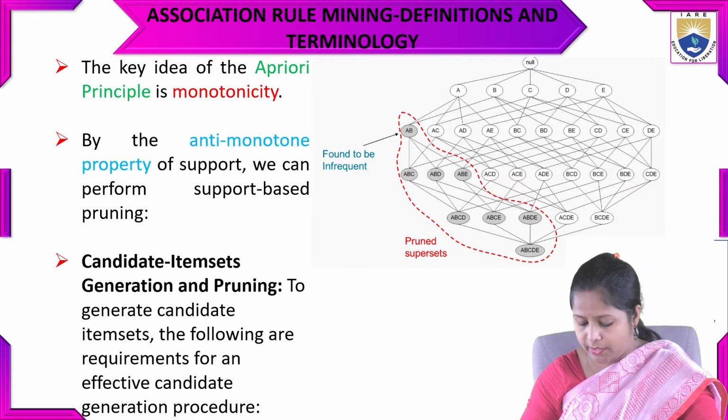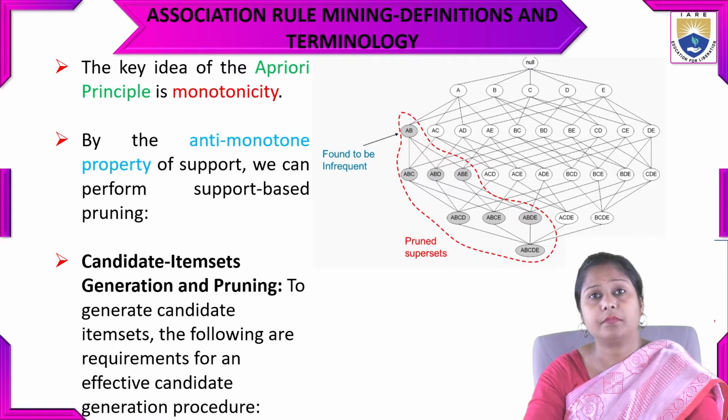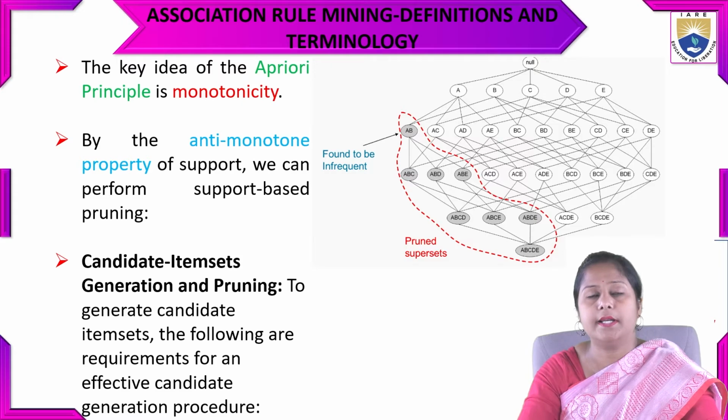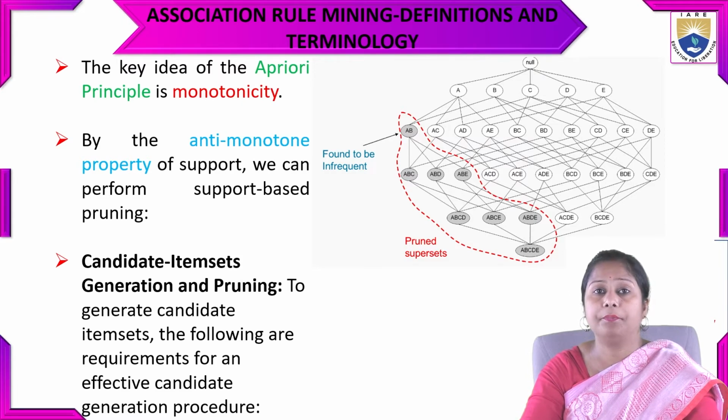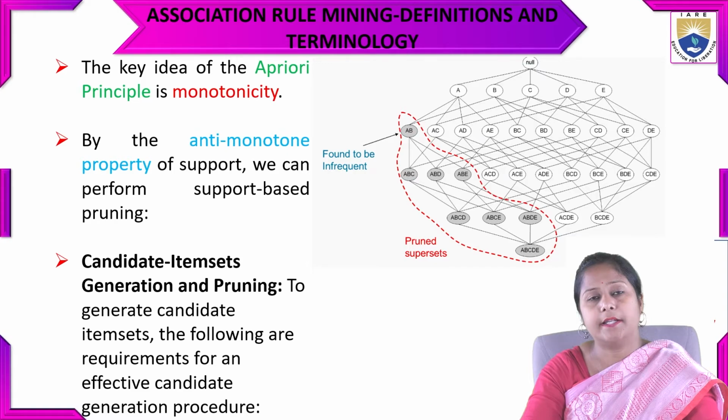Next, the key idea of the Apriori principle is monotonicity. What is monotonicity? By the anti-monotone property of support, we can perform support-based pruning. So if an item set is frequent, then its subsets should also be frequent. This type of property is called monotonicity.